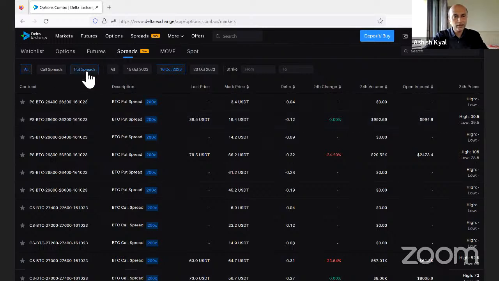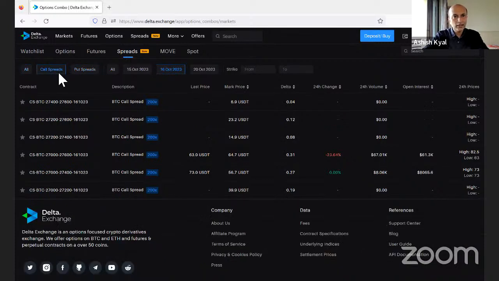Let's look at the options from the call side first. On the call side, we can clearly see we have 27,400 on the upside, which is about 27,100. But we are getting hardly $6.9 on one Bitcoin, so it's not worth taking that chance. 27,200 is above that 27,100.